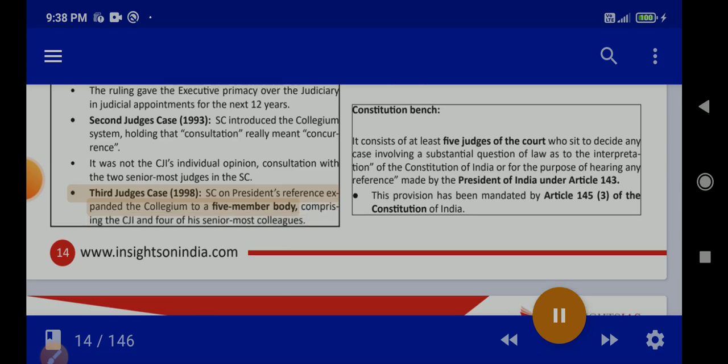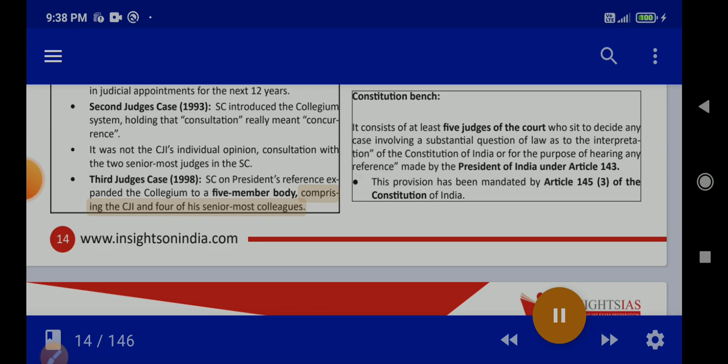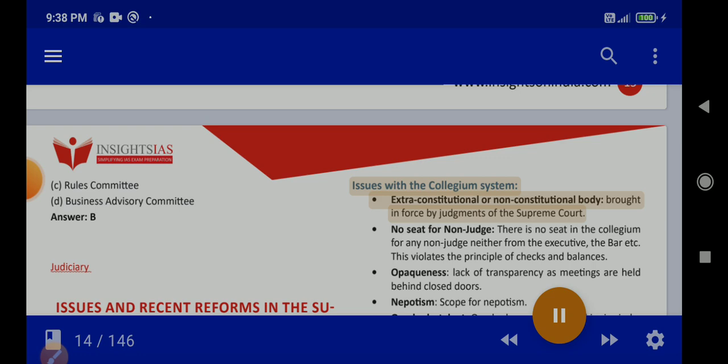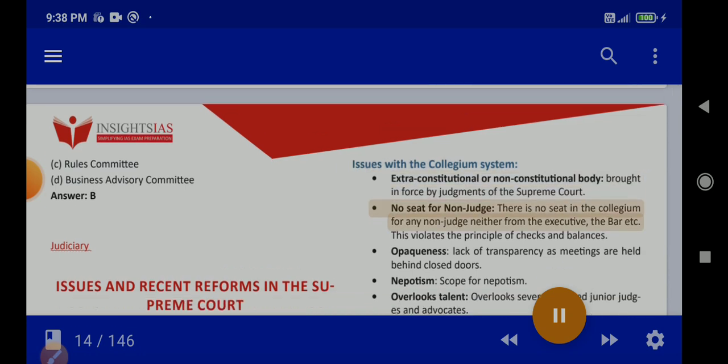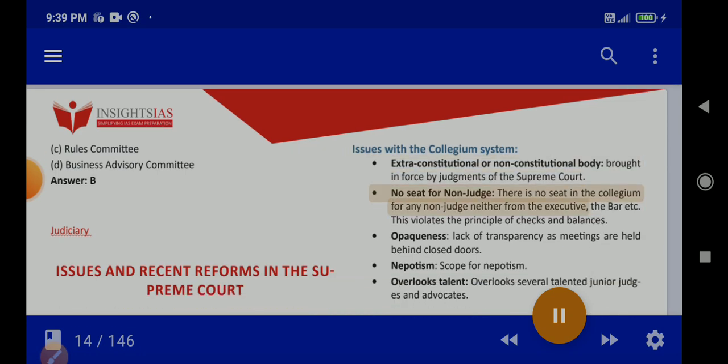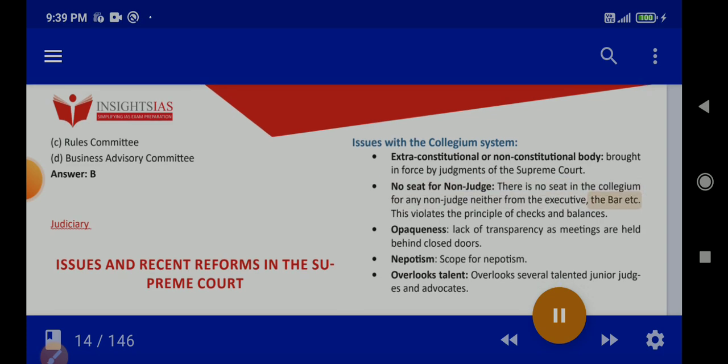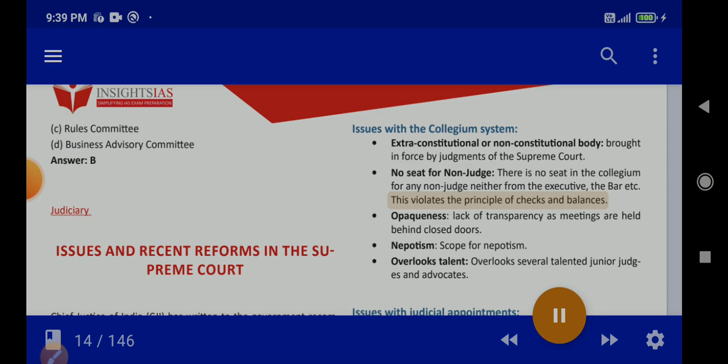Third Judges Case, 1998: on the President's reference, the SC expanded the collegium to a 5-member body, comprising the CJI and 4 of his senior most colleagues. Issues with the collegium system. Extra-constitutional or non-constitutional body, brought into force by judgments of the Supreme Court. No seat for a non-judge: there is no seat in the collegium for any non-judge, neither from the executive, nor the bar. This violates the principle of checks and balances.